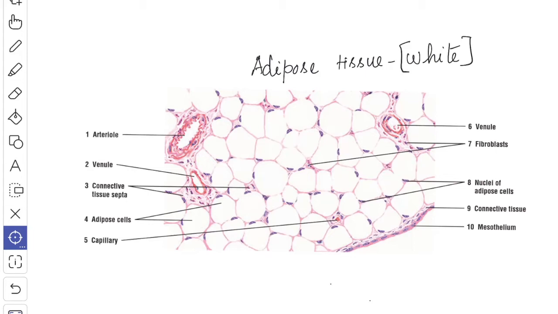This is responsible for the soft contour of the female body. The subcutaneous fat is not present in animals that have a thick coat of fur. The adipose tissue fills the several hollow spaces in the body. These include the orbit, the axilla, the ischiorectal fossa.